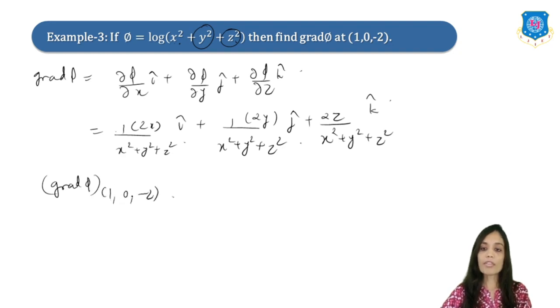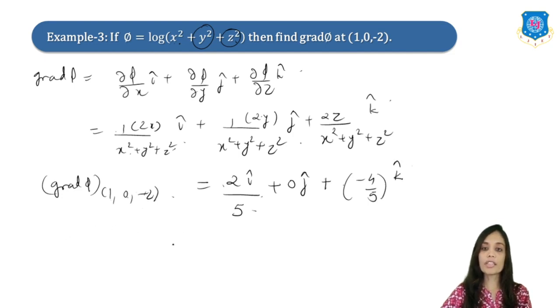So x is 1, y is 0, z is minus 2. If I put these values over here, the answer will be 2 i cap upon 5, right? Because y is 0, so 1 square plus minus 2 square will be 5. Now if I put y is 0 over here, this whole term will go to 0, so I will write 0 j cap, and plus if I put minus 2 over here, it will be minus 4 upon 5 k cap. Okay, so this is the answer of the gradient.